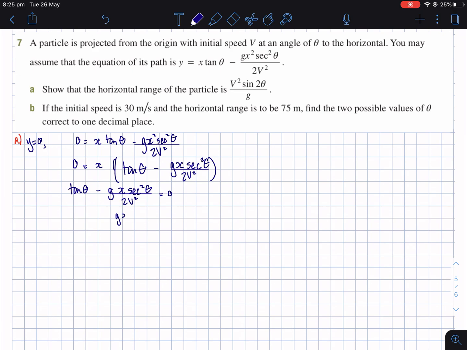So gx sec squared theta over 2v squared equals tan theta. X equals 2v squared tan theta over g sec squared theta. 2v squared on g, I'm just going to get that out the front. I've got tan theta, sec squared's on the bottom, so that's going to come out as cos squared theta. Tan theta is the same as sine on cos.